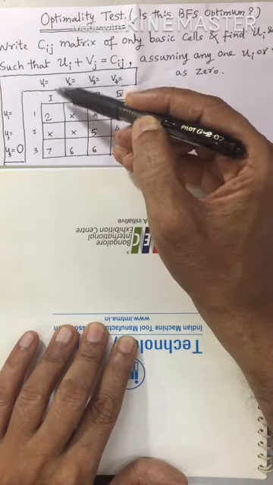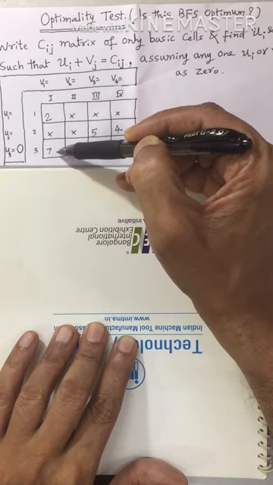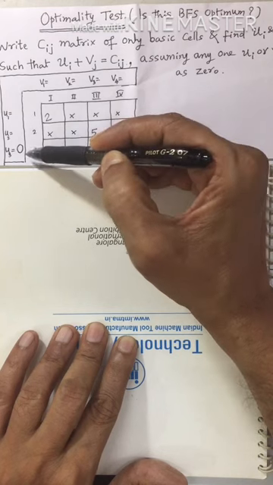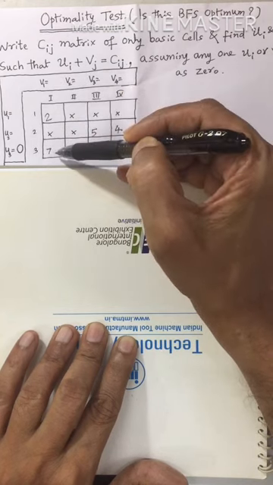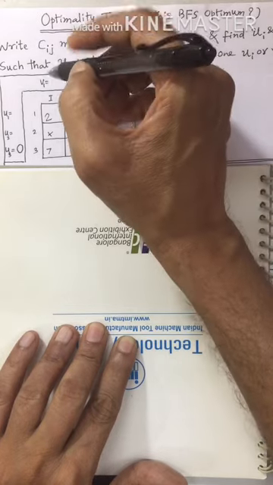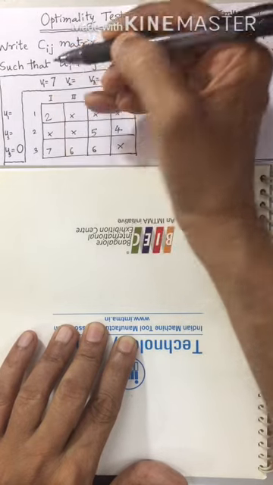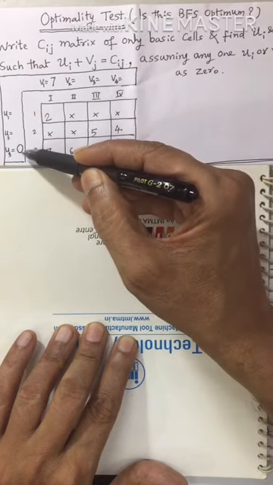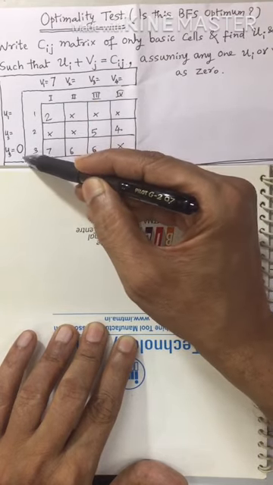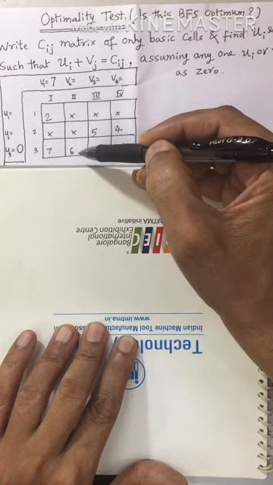V1 is unknown, and this is 7. This is nothing but C31. So U3 and V1, if I add these two together, this value is equal to 7. And therefore I can easily say what V1 is. V1 is 7. U3 plus V1 is equal to 7. On the same lines I can write down, say 0 plus V2 is equal to 6.